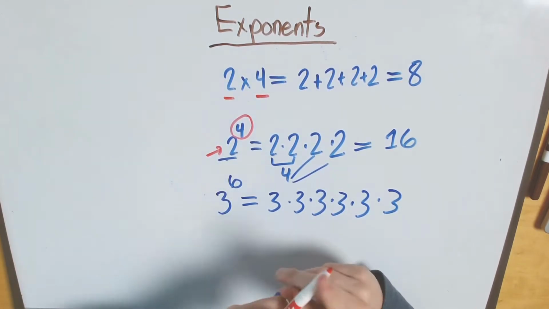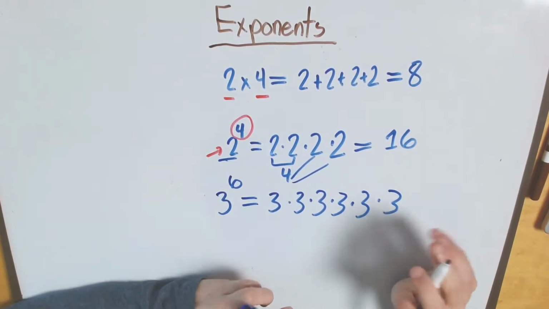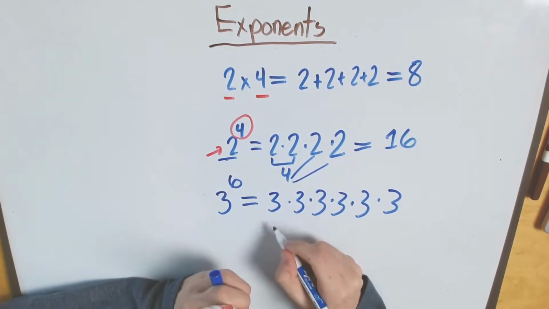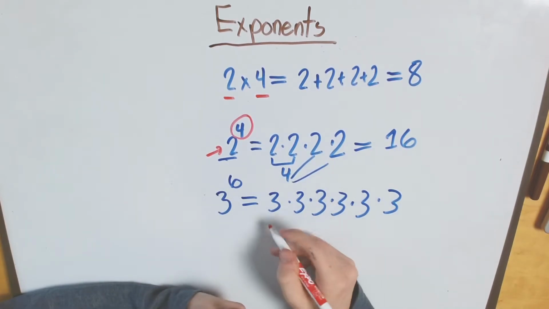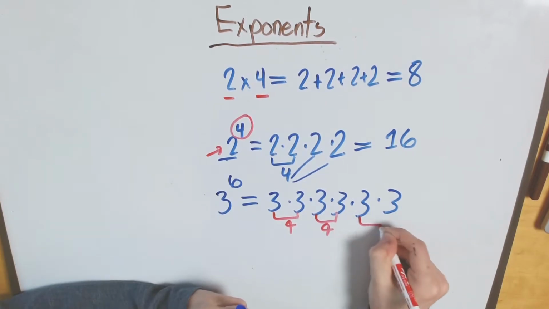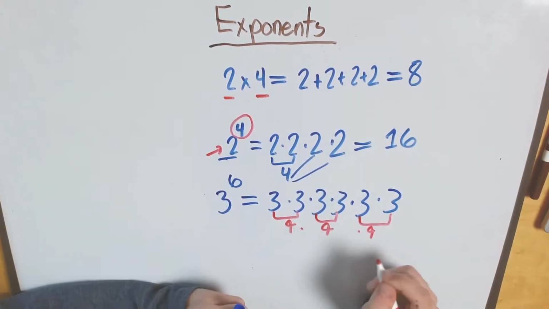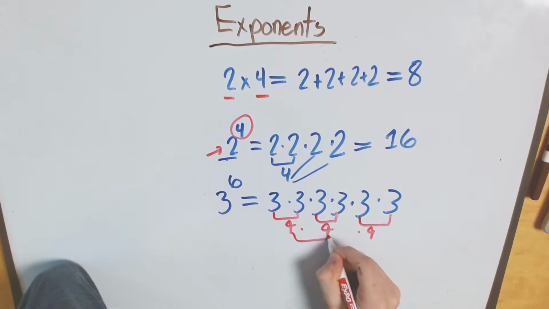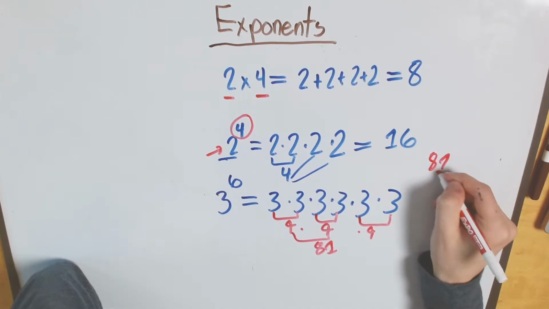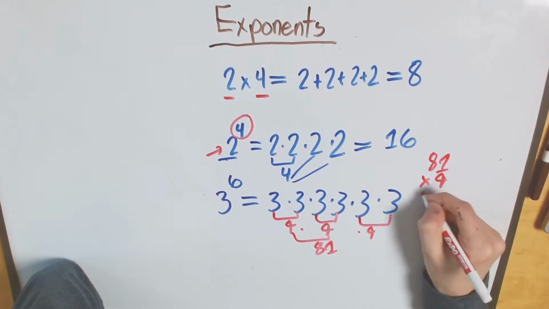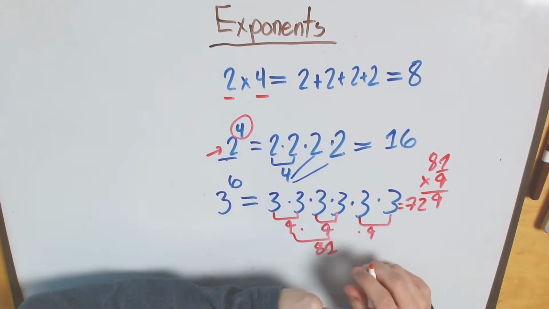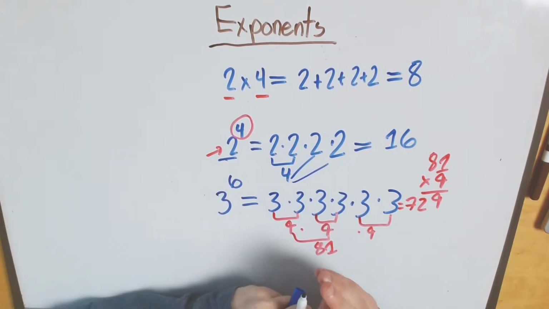Now, of course, we'd solve this just by doing normal multiplication. What I find helpful in these situations, if I don't have a calculator, is to break it up into chunks I know, right? I know that 3 times 3 is 9. So I have 9 times 9 times 9. I know 9 times 9 is 81, and then I just do some standard multiplication to get 81 times 9, which turns out to be 729. So 3 to the 6 is 729.